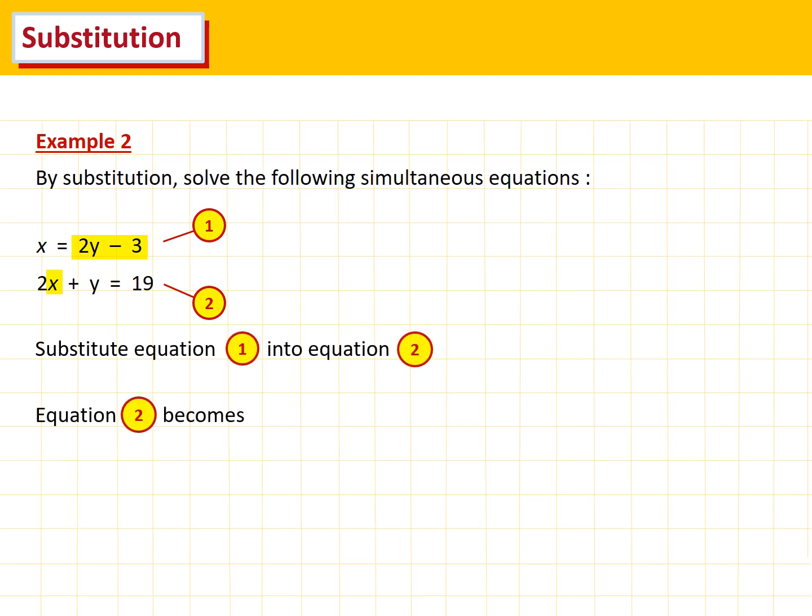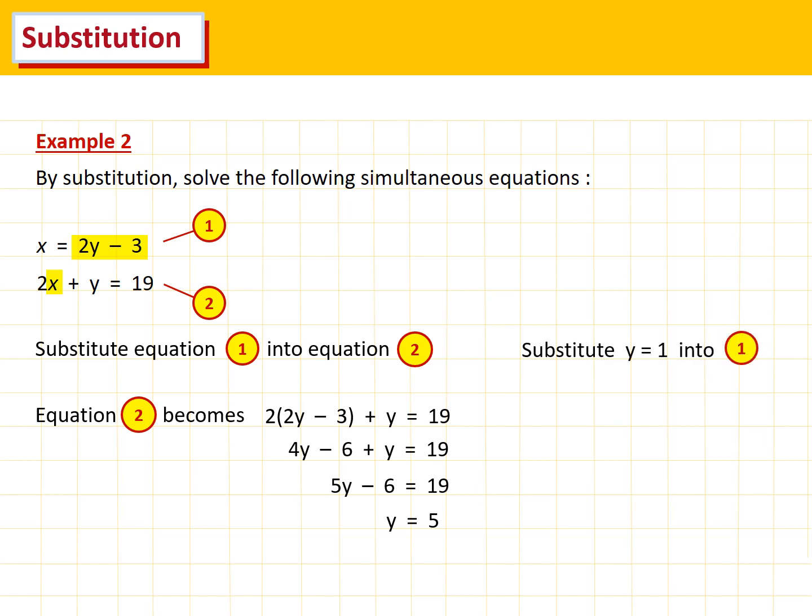And when we do that, equation 2 now becomes not 2x, but 2 lots of 2y minus 3. And then plus y equals 19. This equation now only has y's in it. Therefore, we simplify and then solve, and we find that y equals 5. Once we've found the y value, substitute it back into equation 1, and we end up with x equals 2 lots of 5 subtract 3, so x equals 7.